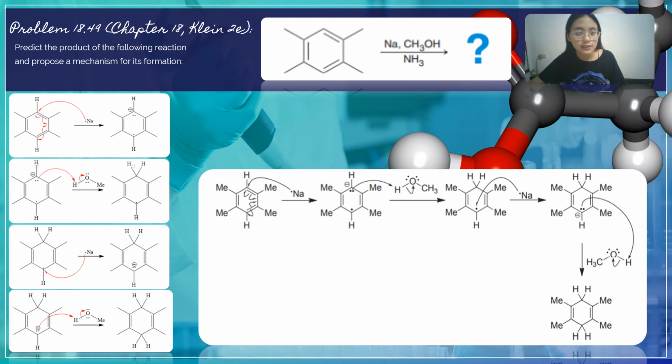Another electron transfer process followed by a proton transfer results in the formation of the 1,2,4,5-tetramethyl-1,4-cyclohexadiene as shown. Notice that the four positions bearing the electron donating alkyl groups are not reduced. Then, the two positions without electron donating substituents are reduced, allowing us to have this final product.